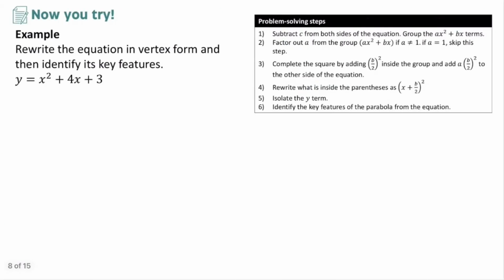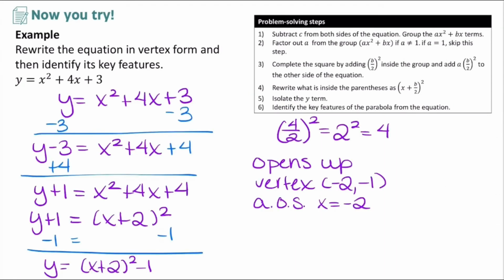So now you can go ahead and pause the video and try doing this example on your own. So you can see here we started by subtracting 3 from both sides, and then we completed the square by adding 4 to both sides. So that gives us y plus 1 equals x plus 2 squared, and then we subtracted 1 to get this into vertex form, which is y equals x plus 2 squared minus 1.